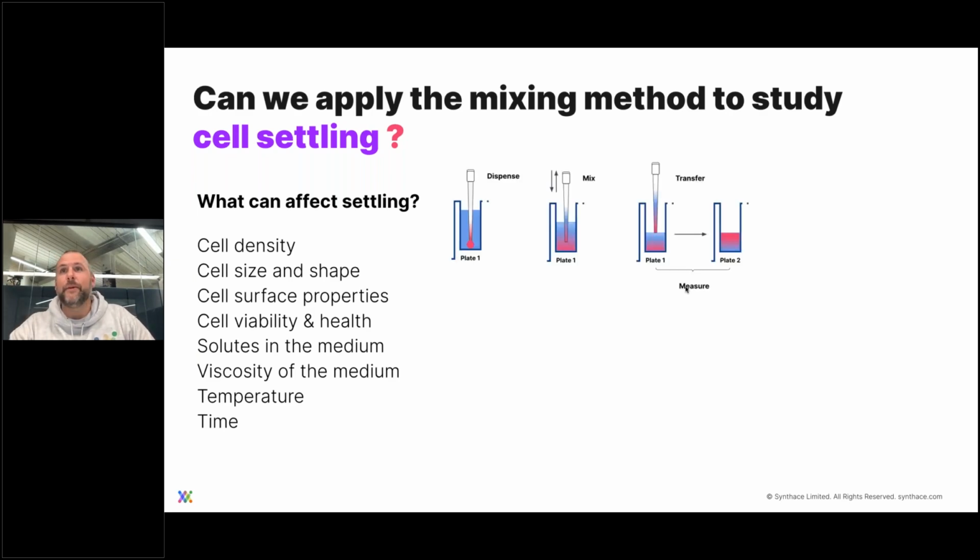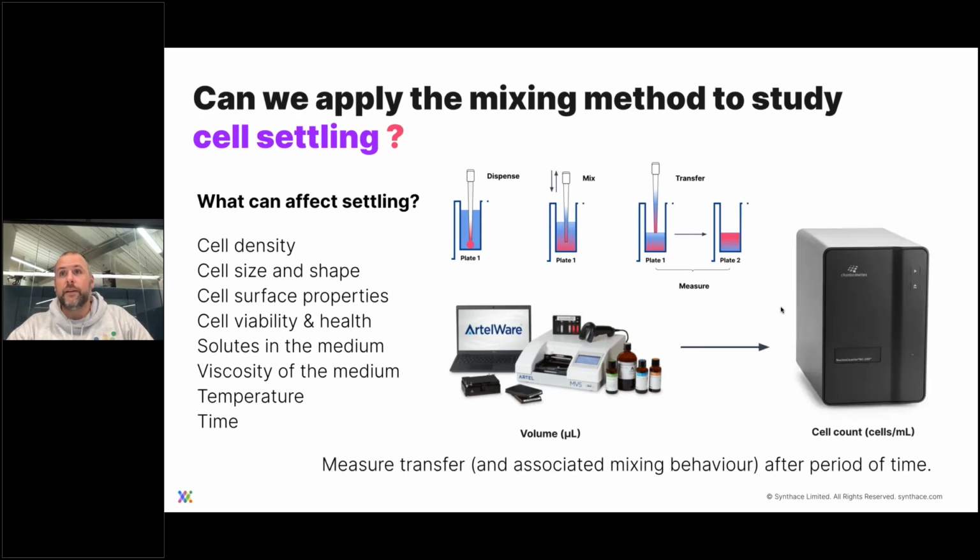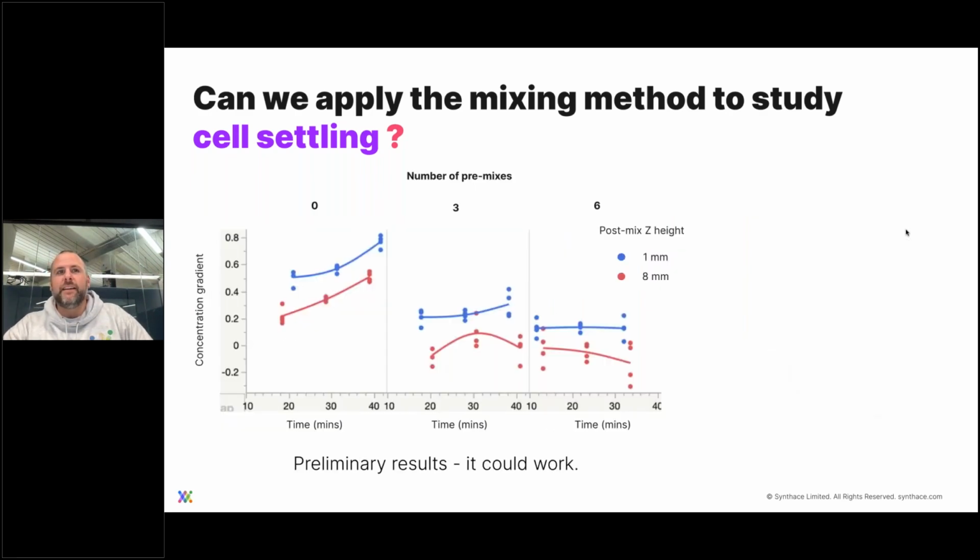This is the method that we just showed you. And we wondered if we could swap the Artel volume measurement for the original method to using the cell counter, measuring the cells per mil in both plate 1 and plate 2 after the transfer steps. We thought if this worked, we could be looking at different automated mixing strategies over different periods of time to see how well we could transfer cells. And apologies again, but this is very preliminary data, but maybe we can use this method.